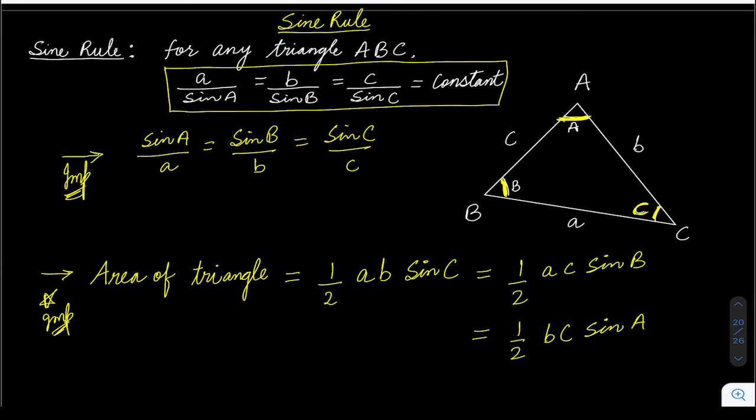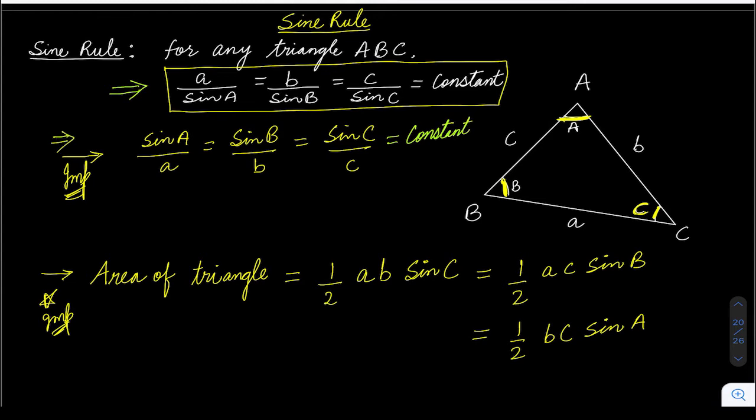For any triangle ABC, a divided by sine A equals b divided by sine B is equal to c divided by sine C, which is equal to some constant for any triangle. So this is the sine rule. Or you can invert the values also. I mean, instead of a by sine A, you can write sine A by small a, sine B by small b, sine C by small c. So that will also be a constant. It's the same thing.